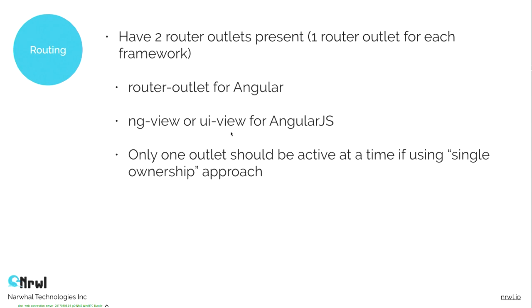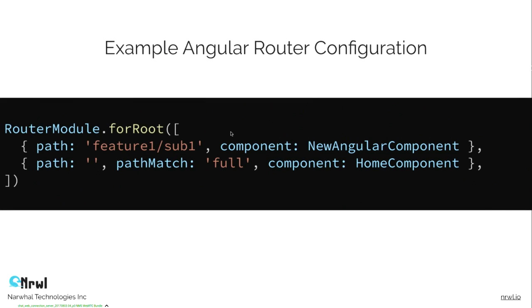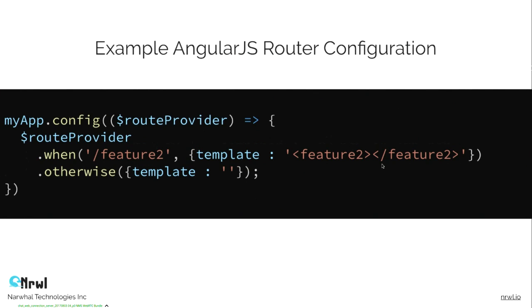If we ever have a time where both outlets have content in them, then we've probably done something wrong. So for example, in Angular, we would say that for a feature sub1, a feature we're expecting, we route to this new Angular component. Otherwise, we map to this home component, which is basically an empty component. And we have pathMatch full, so that as the router progresses and looks at your configuration and nothing matches, it falls to this and will render an empty component. And then in our AngularJS configuration, we have other features that AngularJS is in charge of.